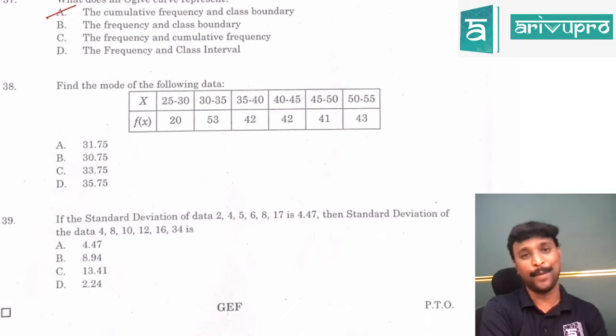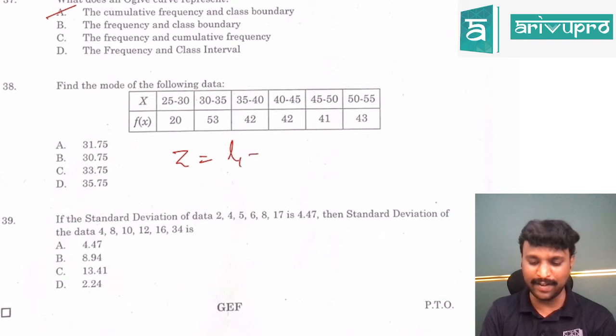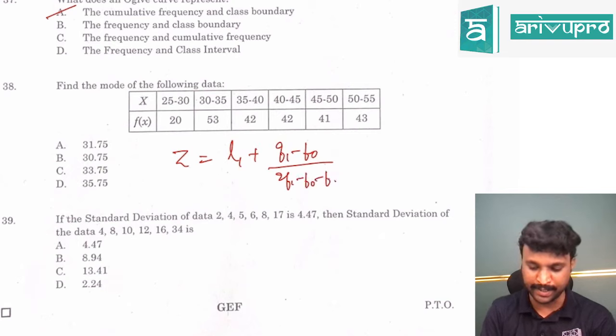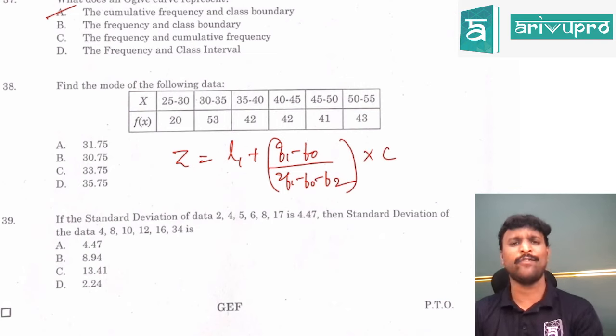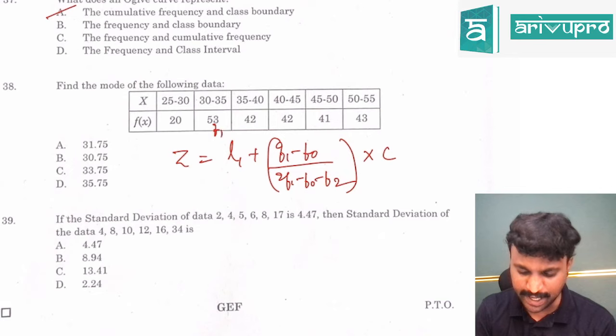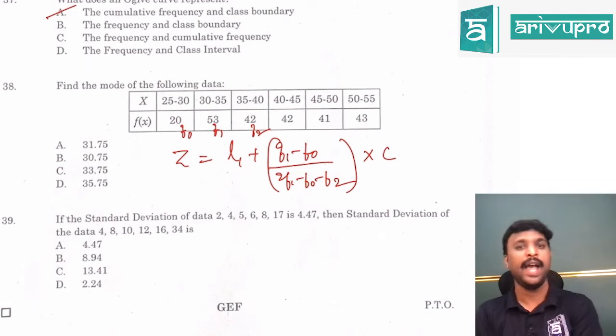38th question, mode. So guys, it's a group data. What is mode for a group data? It is L1 plus (F1 minus F0) upon (2 F1 minus F0 minus F2) into C, where C is the class length. So what is F1? F1 is the highest frequency. The highest frequency here is 53. F0 is the frequency before highest. F2 is the frequency just after F1.